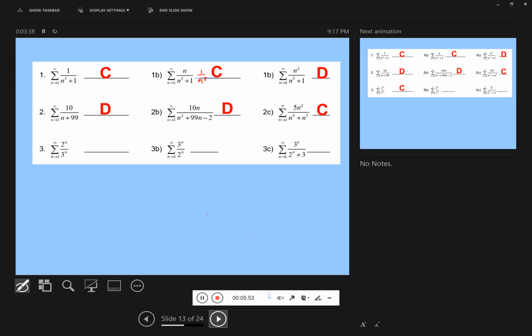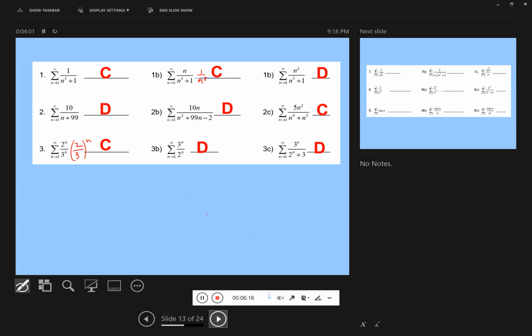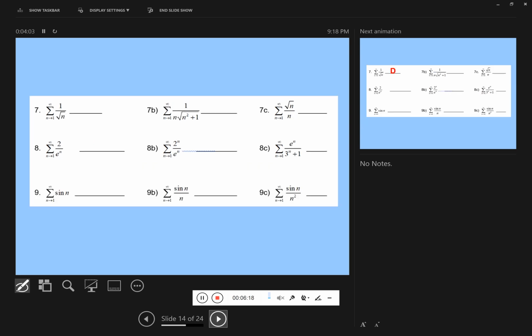And if that's the case, then when I look at number 3, that 2 to the n over 3 to the n, I'm going to see that as 2 over 3 to the n, right? That's why it converges. The next one I'm going to see as 3 over 2. Oh, so it must diverge. And so now we're going to generalize on 3c, and hopefully you're thinking diverge.